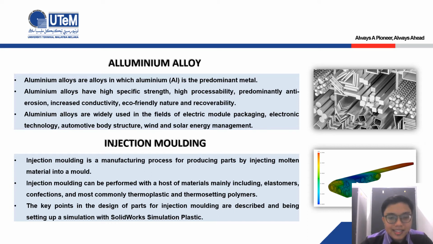Lastly, I will introduce injection molding. Injection molding is a manufacturing process for producing parts by injecting molten material into a mold. Injection molding can be performed with a host of materials, mainly including elastomers, confections, and most commonly thermoplastic and thermosetting polymers. The key points in the design of parts for injection molding are described, along with setting up a simulation with SolidWorks Plastics.